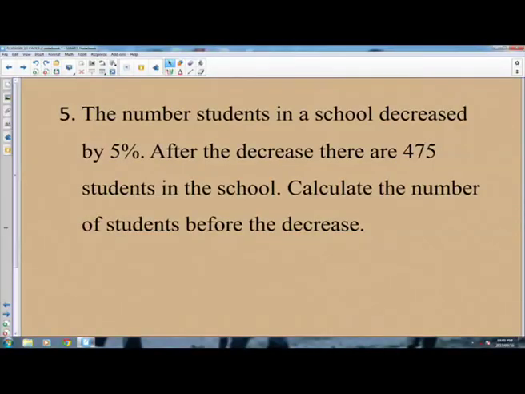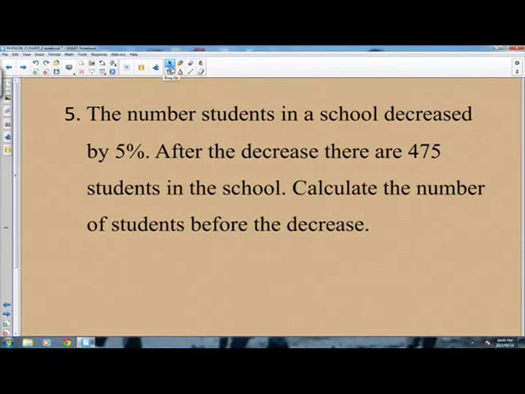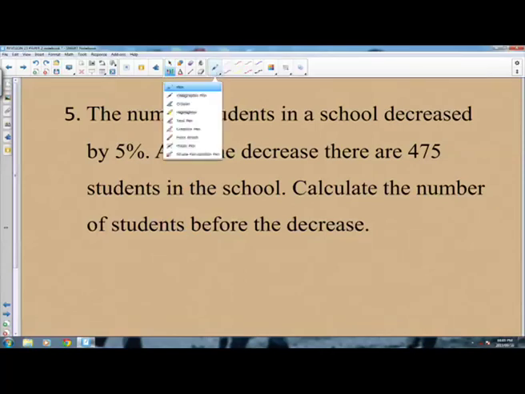And we are working on mathematics paper 2, which are structured questions where you are allowed to use your calculator. So let's go back to the revision question, question number 5, and work it out. Question number 5 says the number of students in a school decreased by 5%. After the decrease, there are 475 students in the school. Calculate the number of students before the decrease.